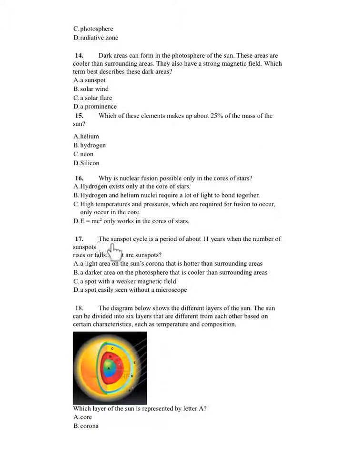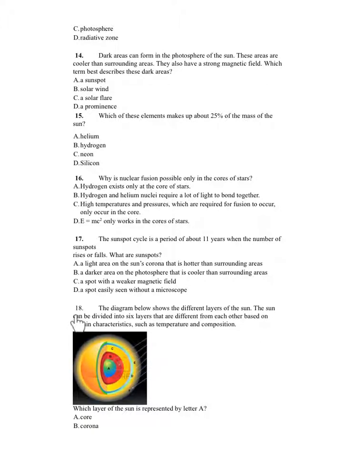Number 17. The sunspot cycle is a period of about 11 years when the number of sunspots rises or falls. What are sunspots? A. A light area on the sun's corona that is hotter than the surrounding areas. B. A darker area on the photosphere which is cooler than the surrounding areas. C. A spot with a weaker magnetic field. D. A spot that can easily be seen without a telescope.